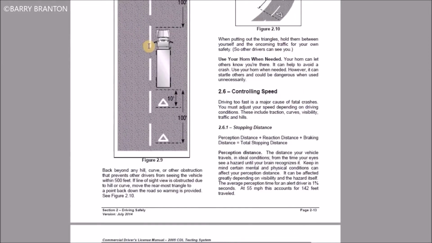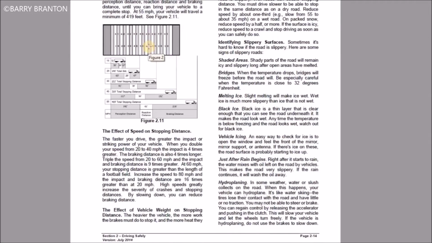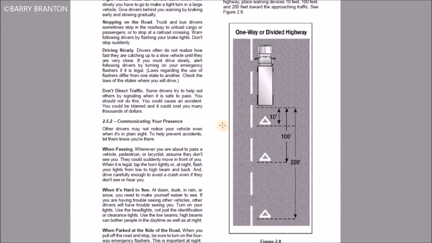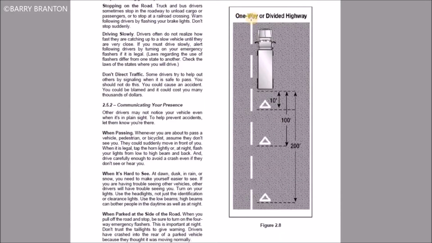Now, if you look at figure 2.8, it shows a one-way or divided highway. So on a one-way, they're all on one side of the truck. That's how I remember it. So all of your reflectors on a one-way road are all on one side of your truck, and that's the rear side. So you've got 10, 100, and 200.